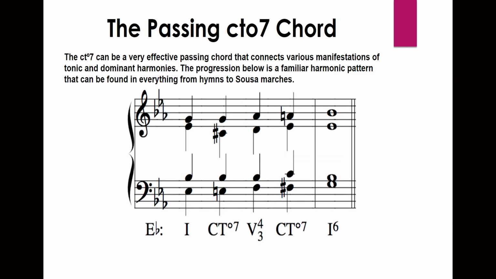But the common tone diminished seventh doesn't simply embellish a single chord. It can be a very effective passing chord that connects various manifestations of tonic and dominant harmonies. This progression is a familiar harmonic pattern that can be found in everything from hymns to Sousa marches. Here's what it sounds like. Sped up, it sounds like this.